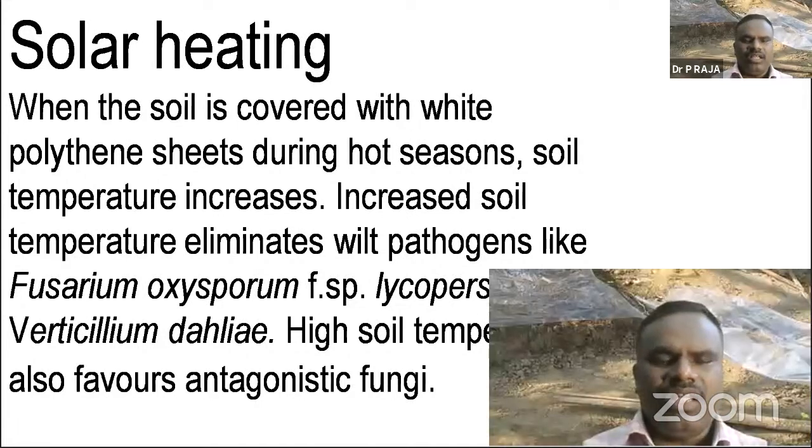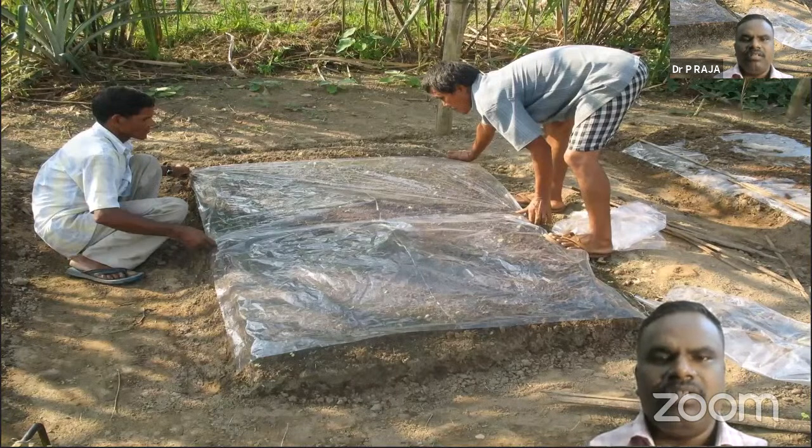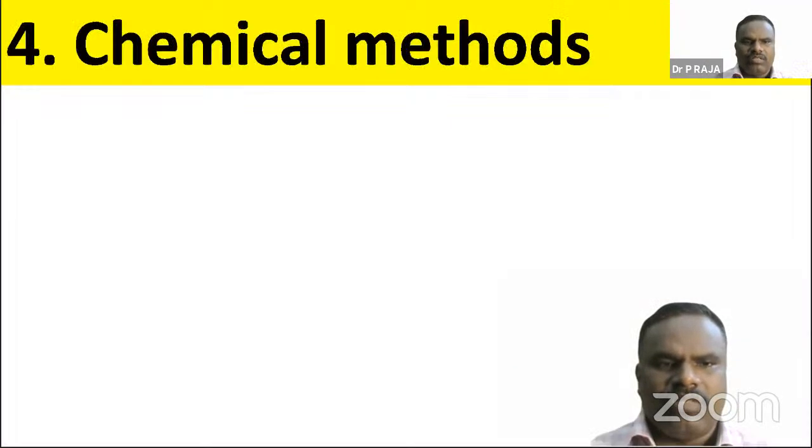In this picture, you can see here, prepare the nursery bed and cover it with polythene, and you can keep it. We have to keep it for 7 days. Remember, we must keep it for 7 days. So the pathogens which are there in the soil will die.